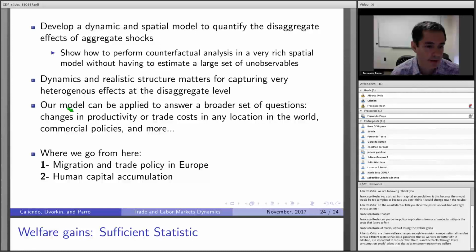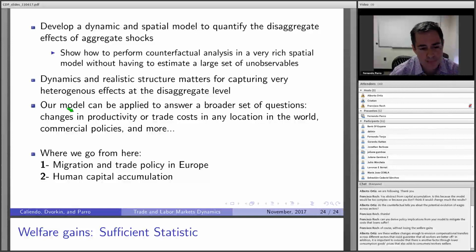We find that this realistic structure matters for capturing in the right way the aggregate and disaggregate effects of increasing import competition. What we want to emphasize is that in this paper we applied our solution method and our model to study the effect of the China shock, which is of course a first-order question. But the model can be applied to answer a much broader set of questions: changes in productivity or trade costs in any location in the world, commercial policies, and more.